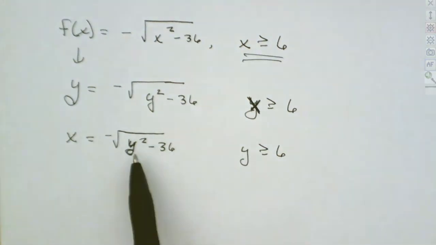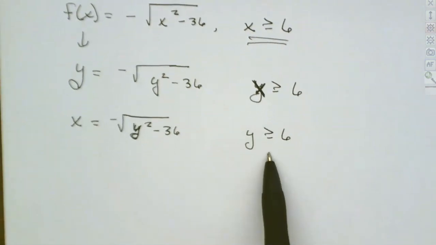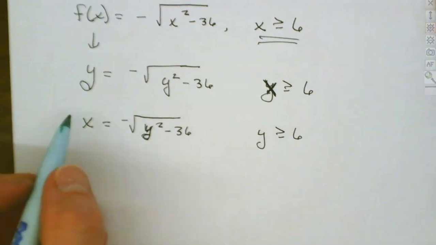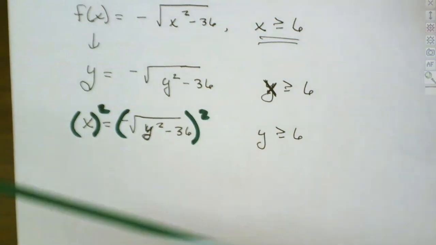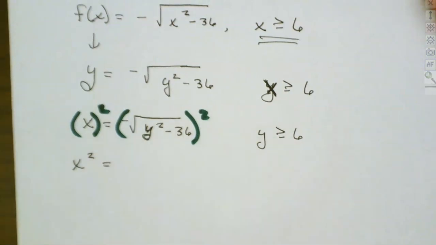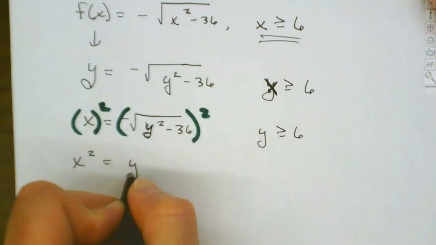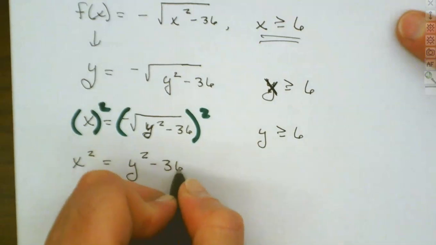Now again, why does this one have an inverse, even though it has a square? Because your domain is restricted here. If you didn't have that restriction, then it would not have an inverse. So how do we find our inverse? Well, what do we first do? We square. So we're going to square both sides. That's going to leave me with x squared equals, now when we square a negative, it becomes positive. So that negative gets squared, it becomes positive, and then we have y squared minus 36.